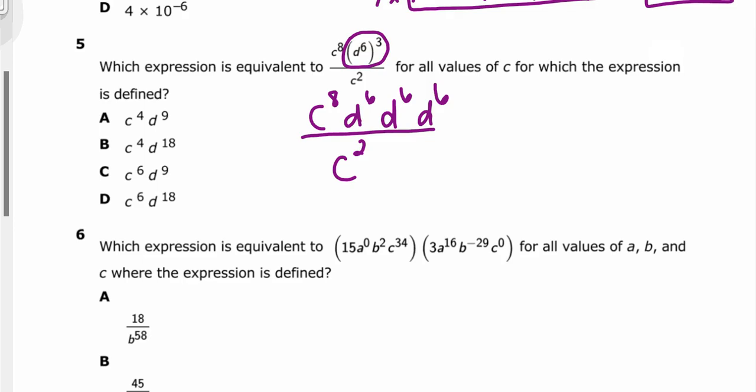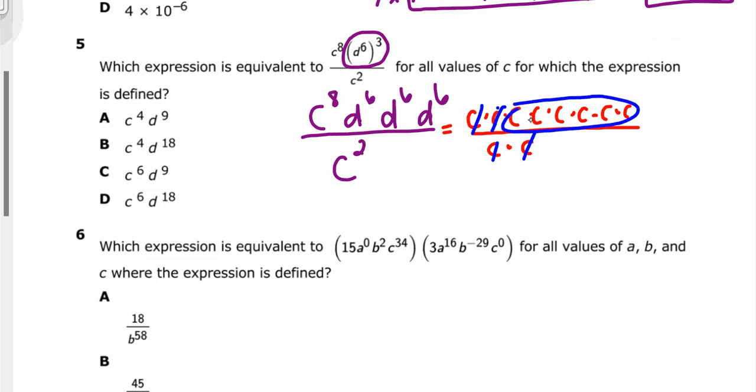Okay. Let's go ahead and take care of that C to the 8th. So that would be C times itself 8 times. And on the bottom, I have C to the 2nd. So that's C times itself 2 times. So these are going to cancel and equal 1, and these will cancel and equal 1. And I'm left with C to the 6th on the top. So A and B are out.